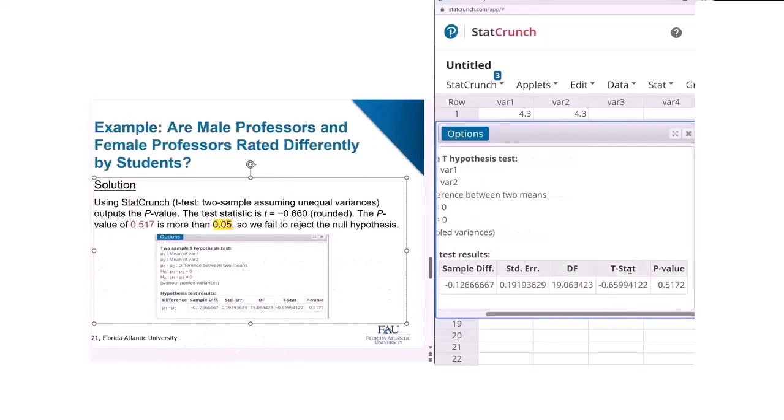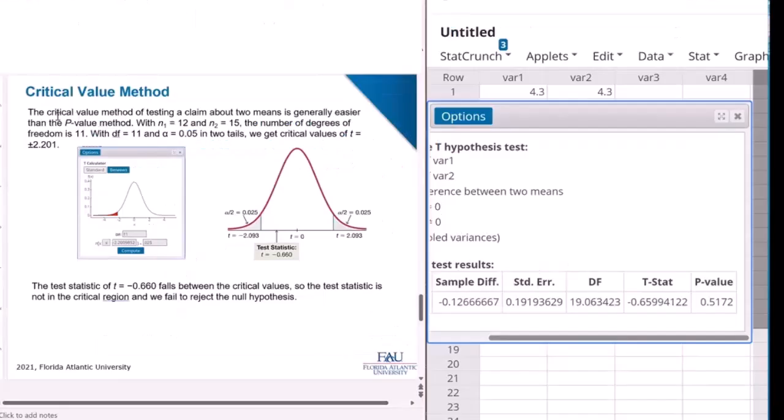We have our t-stat, and we have our p-value. Look how big our p-value is. We fail to reject our null hypothesis because our p-value is big, our p-value is greater than our significance level. Therefore, we fail to reject. We could also use a critical value method. The critical value method of testing a claim about two means is generally easier than the p-value method.